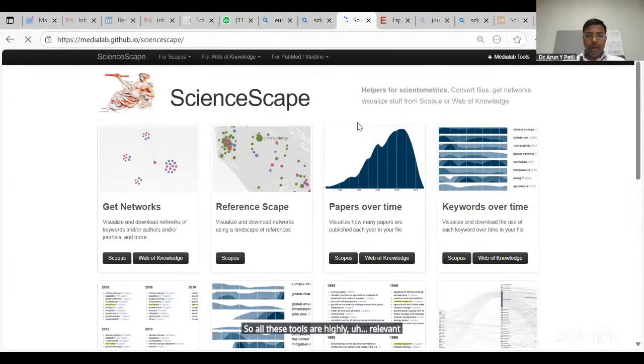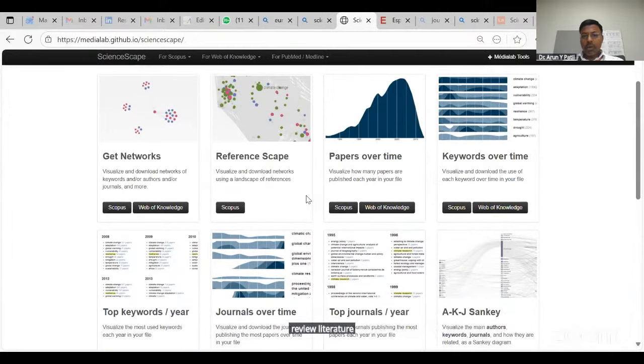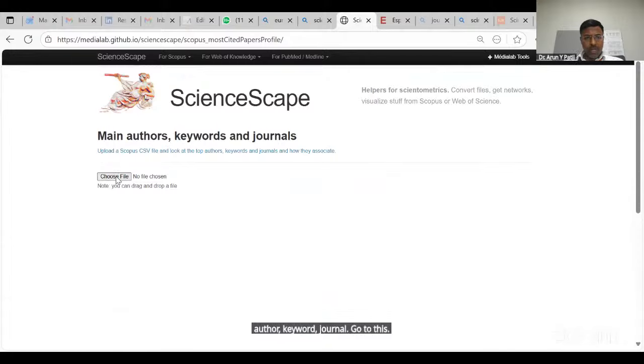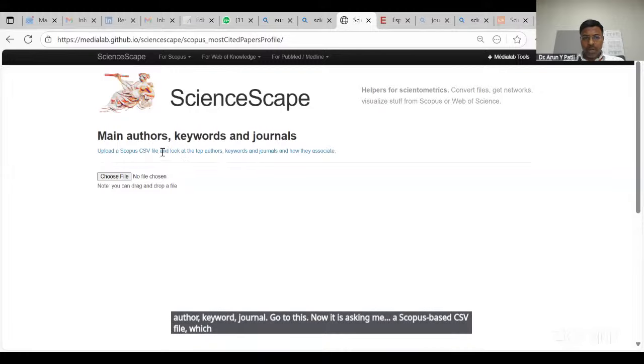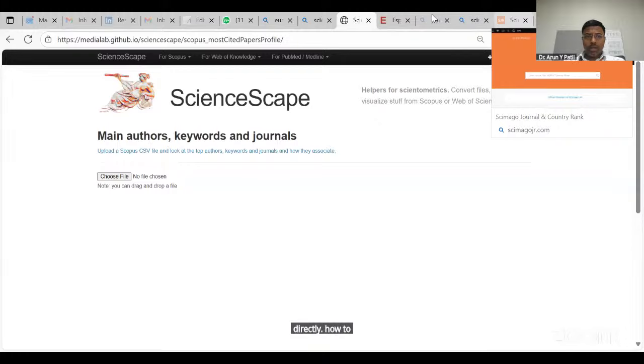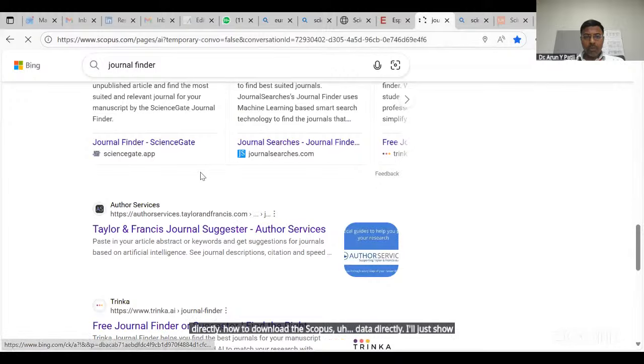All these tools are highly relevant to your requirement. Let us say you are working on a bibliometric study, or something connected to data gathering from the past 20 years of review literature. So I will go to something called AKJ, Author Keyword Journal. Now it is asking me for a Scopus-based CSV file, which you can download directly from Scopus. How to download the Scopus data directly? I'll show you that also.